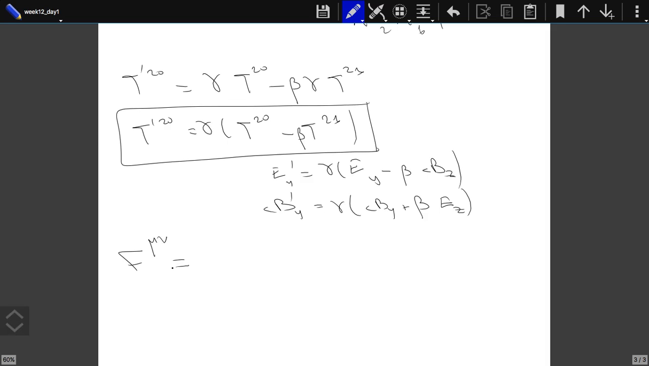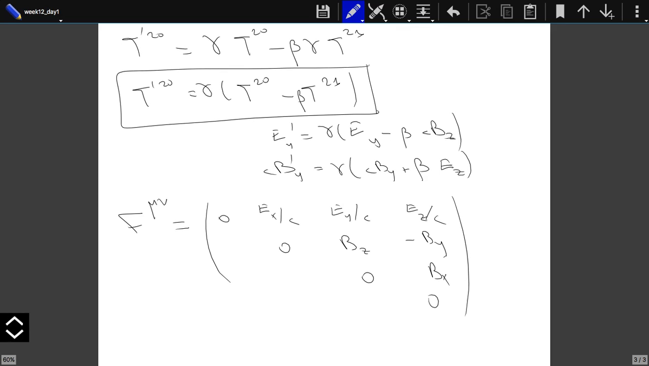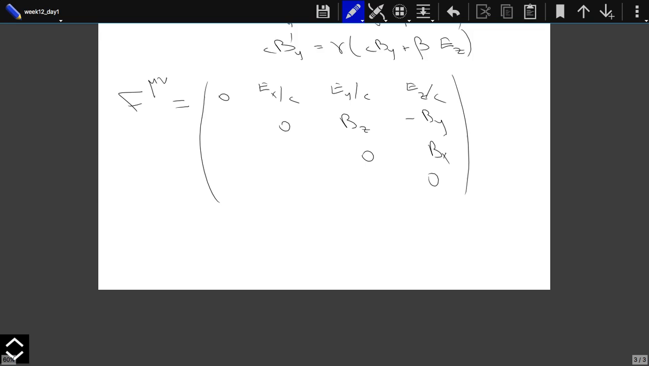Well, let me just use this notation for my tensor F mu nu, which will contain my electric and magnetic fields. And the components are this one. You can just look it up in your book. The diagonals are 0, Ex over c, Ey over c, Ez over c, 0, Bz, minus By, 0, Bx, and 0. Well, below the diagonal is just antisymmetric. This is one choice.